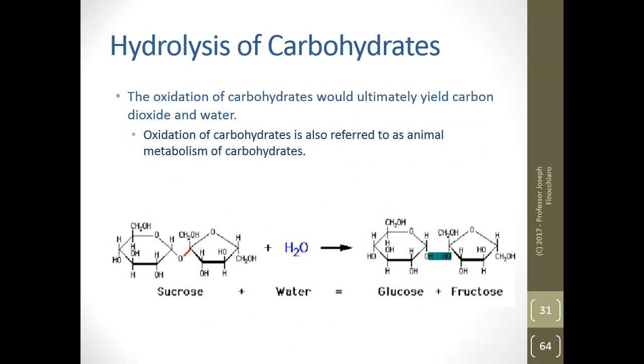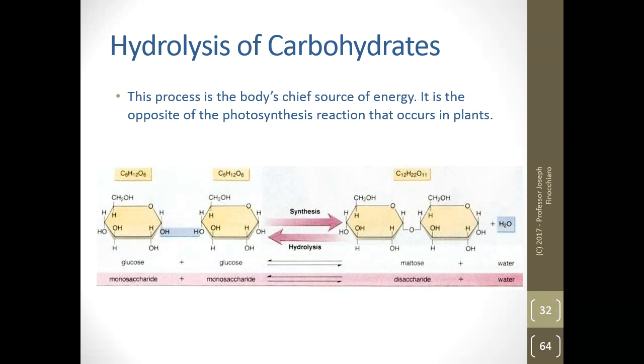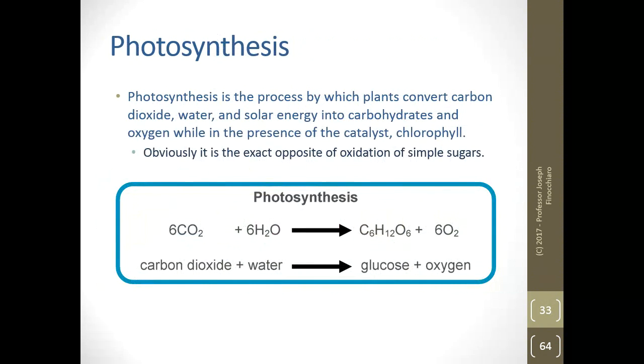So the oxidation of carbohydrates, if you were to break them down, ultimately yields carbon dioxide and water. Oxidation of carbohydrates is also referred to as animal metabolism of carbohydrates. This metabolism process is the body's chief source of energy. It is the opposite of the photosynthesis reaction that occurs in plants.